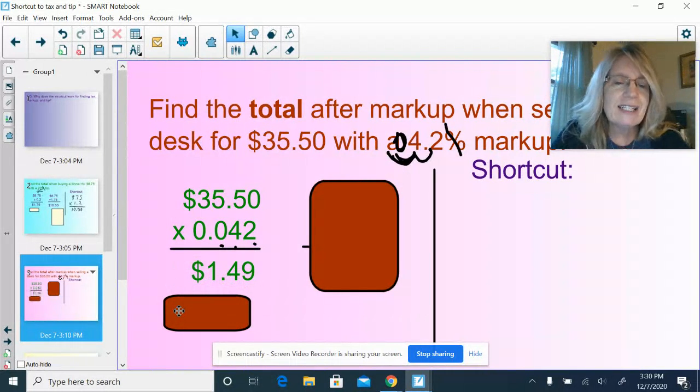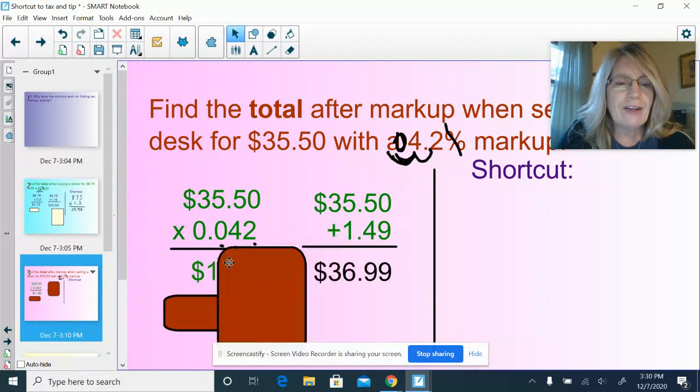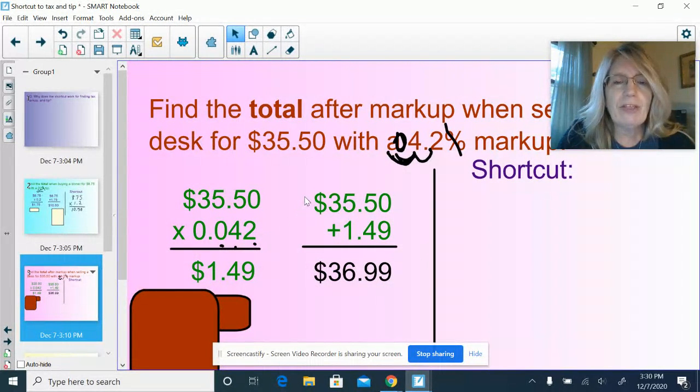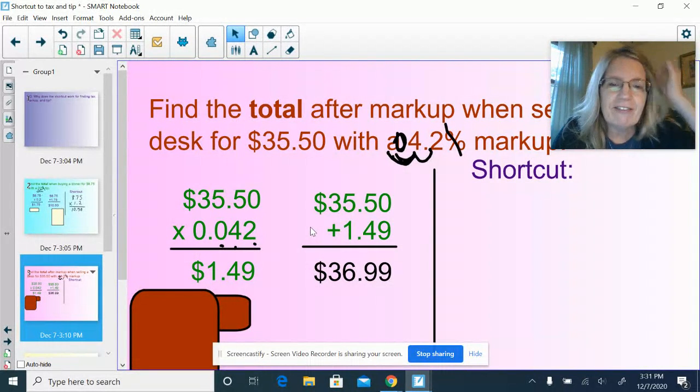We're going to add $1.49. So our customers have to pay what we paid plus we want to make a little profit, so we're going to make a $1.49 profit. Add those two together, and the desk will now be $35.50 plus the markup that we need to make a little profit, $1.49. So the consumer is going to pay $36.99. Okay, guys, I have a feeling in real life, store management or owners mark their things up a little more than 4.2%.